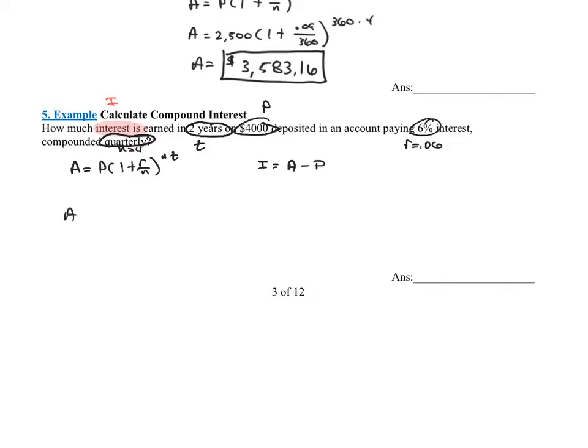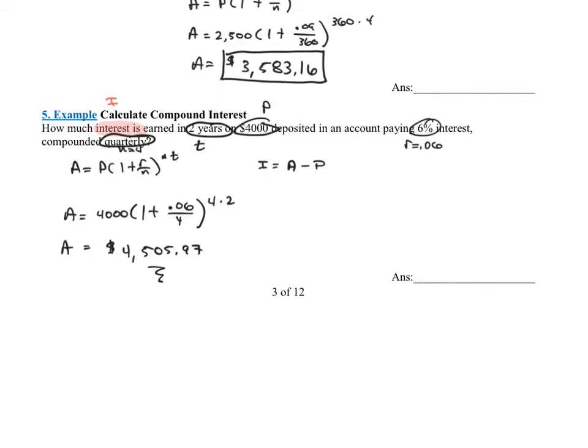Plugging those into my formula, I'd have A equals 4,000 times 1 plus R, which was 0.06, divided by 4 for quarterly, to the power 4 times 2 for 2 years. Plug that into your calculator now, and let's see what A is, the future amount. I'm getting $4,505.97 will be in my account after those 2 years.